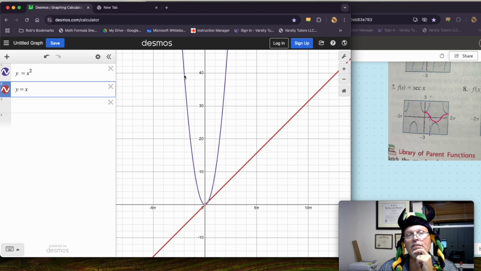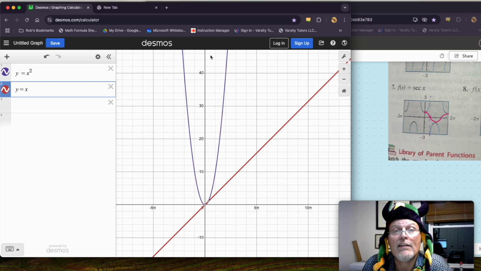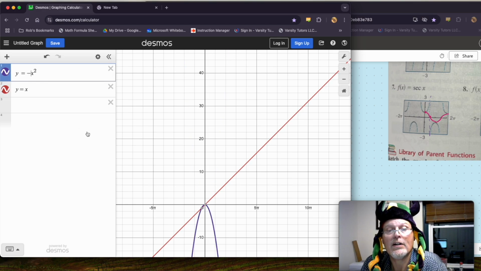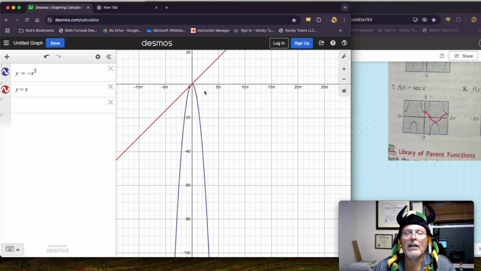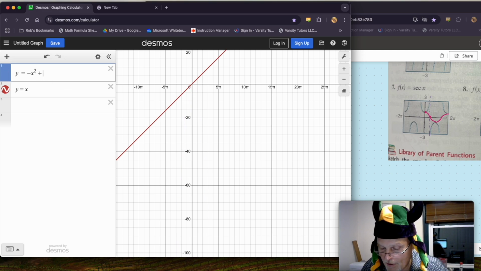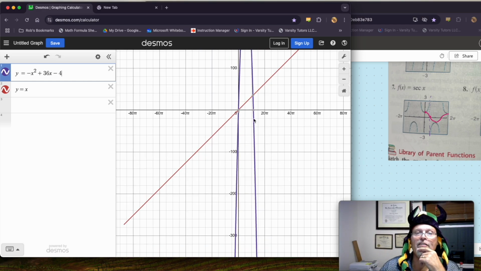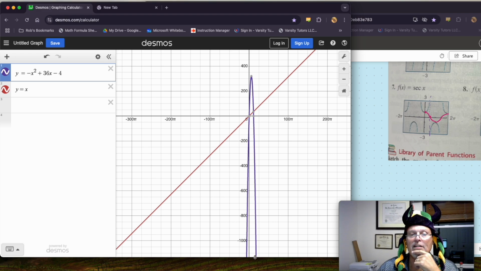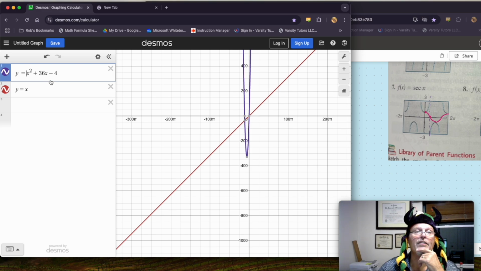For even functions, right, they go in the same direction. So x squared, for instance, both end behaviors are in the positive direction. If I were to make this a -x squared, now both of my end behaviors are still in the same direction, but they're negative. And I can do whatever I want to do with this. Plus 36x minus 4, right? My end behavior is still going to be the same. It's going to be in the same direction one way or the other, right?